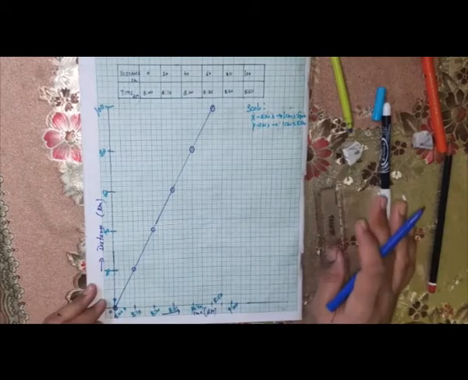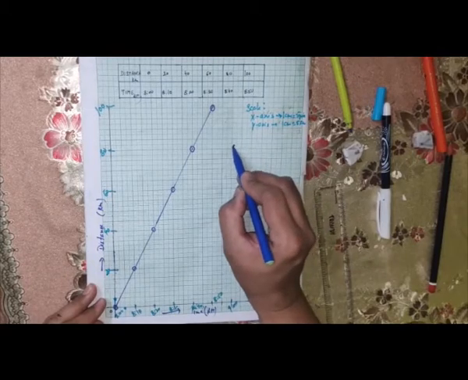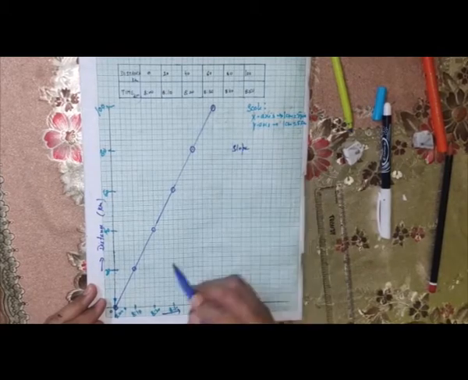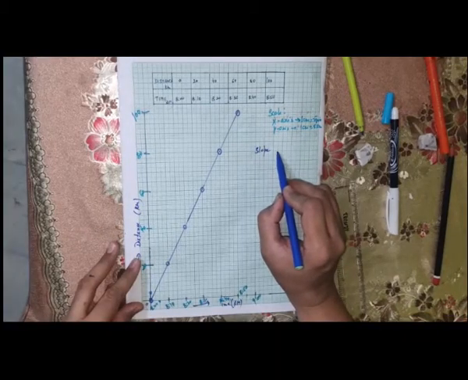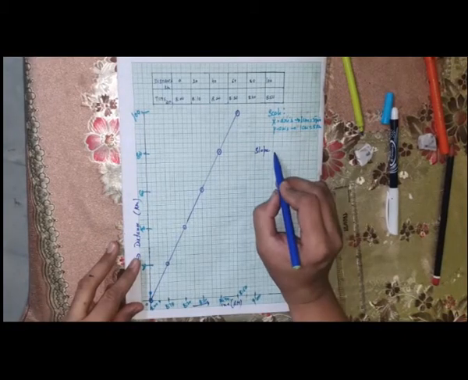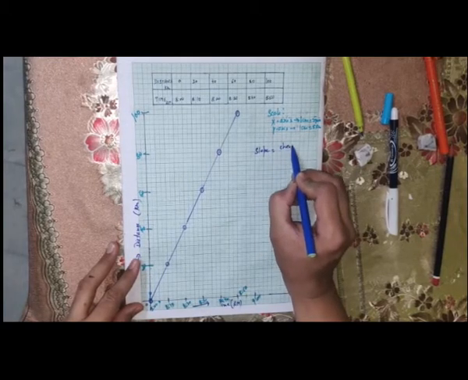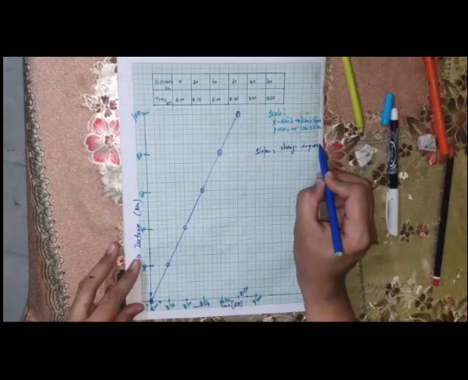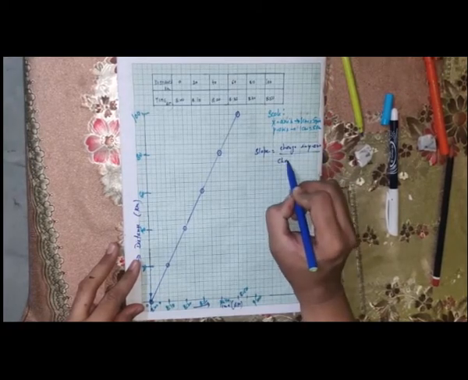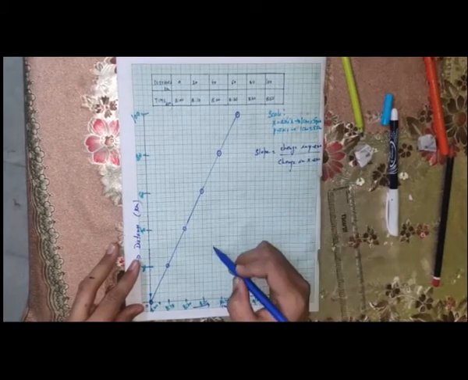Whenever we are dealing with straight line graphs inclined to the axis, we can always find the slope of the graph. Slope is found for the straight line graphs. Now slope is equal to change in y-axis upon change in x-axis, right?